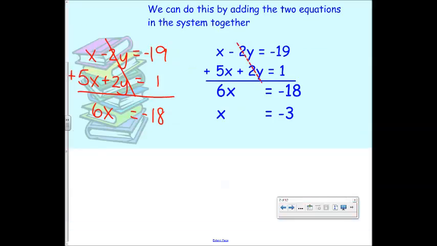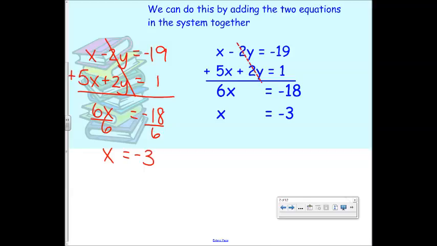So now, can you solve this? How would you solve this? Divide it by 6. So I divide by 6, and you end up with what? What's negative 18 divided by 6? Negative 3. So you have your x value. Now what would you do to get your y value? Plug it in to which equation? Whichever one you pick. Honestly, it doesn't matter. Why do you think I would pick this one? Everything's positive. So it's a lot easier if everything's positive.